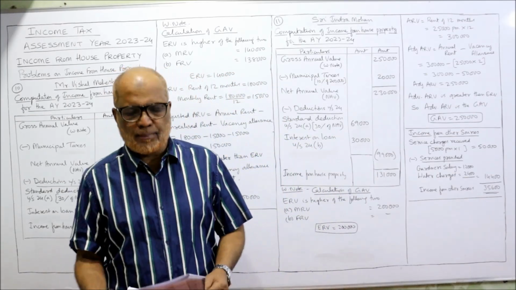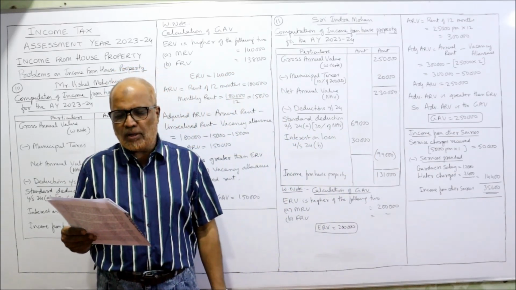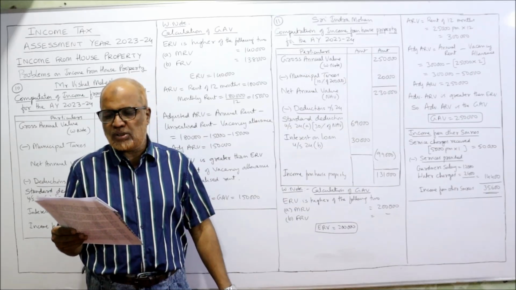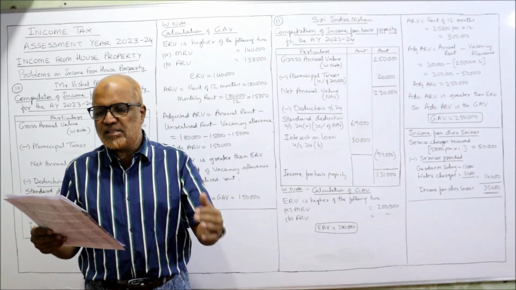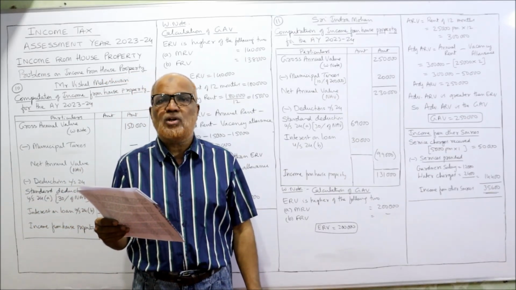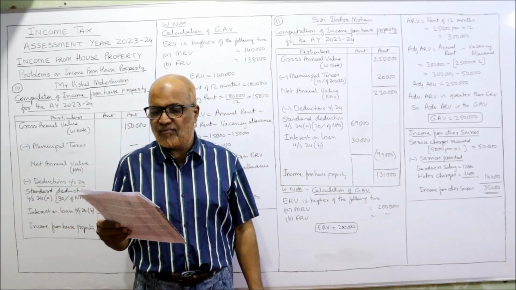Now problem number 11. Sri Indra Mohan constructed a house in Delhi in 2010 and transferred the house for a consideration of natural love and affection to his wife.